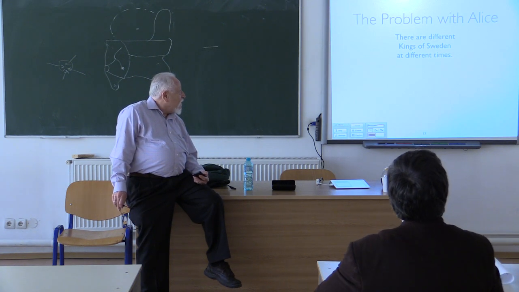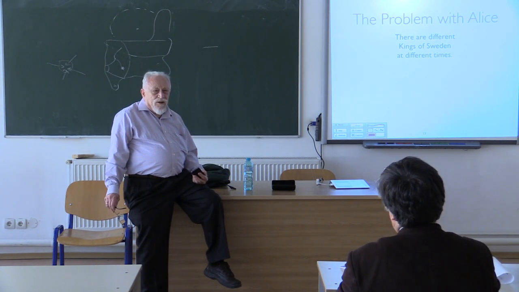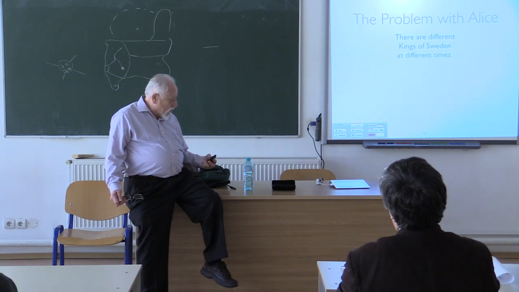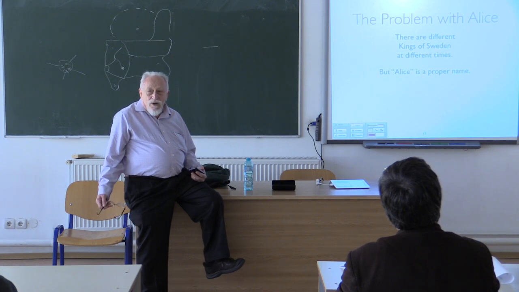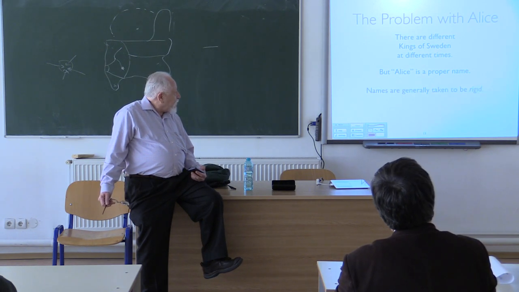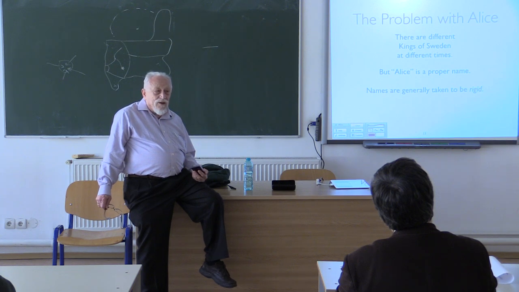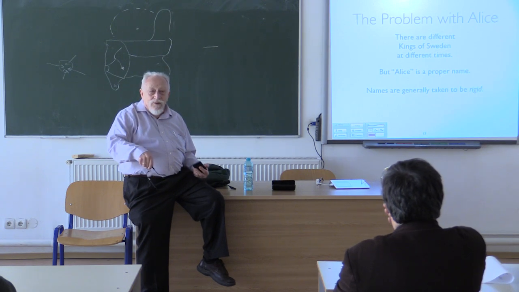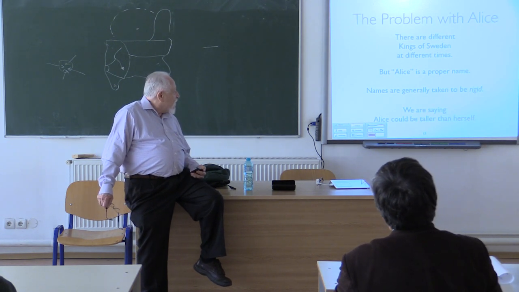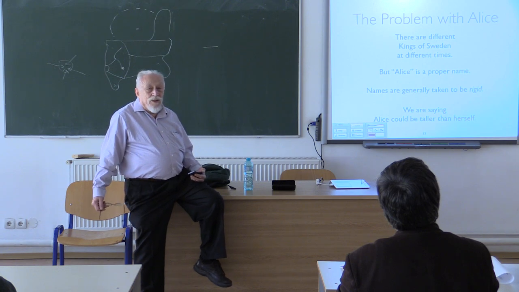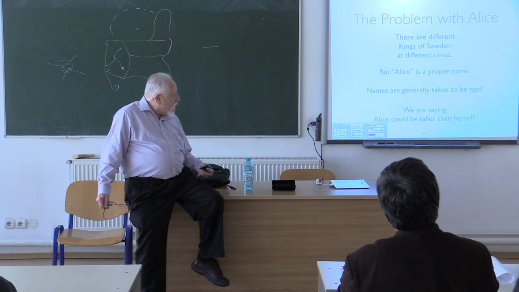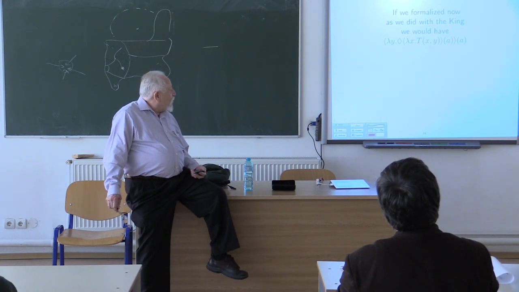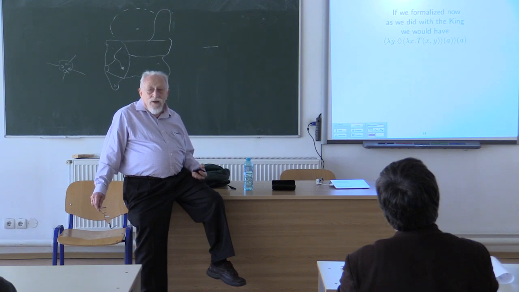Alice. Okay. There are different kings of Sweden at different times. These are separate problems because so far none of the kings have been named Alice. But Alice is a proper name. And names are generally taken to be rigid designators, so you can't say the Alice at some other state compared to the Alice now, they're the same Alice. So what we are saying is something like Alice could be taller than herself. Well, if we formalized it the same way we just did, it would turn into this. It's simply I put A's where I had M's.